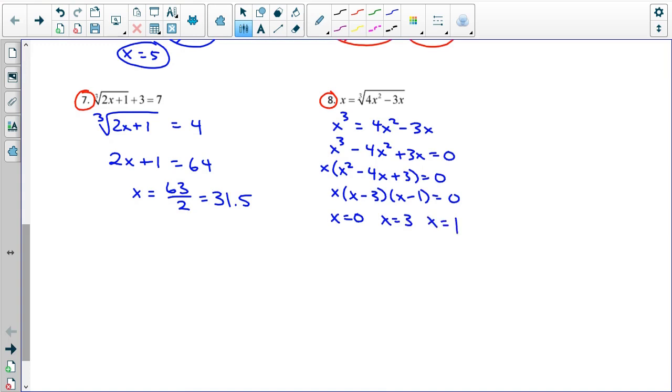If I substitute all of these things in, 0 equals 0 works. 3 equals the cube root of 36 minus 9. The cube root of 27 is 3, so that works. And 1 equals 4 minus 3. 1 does equal 1. So all of those work.